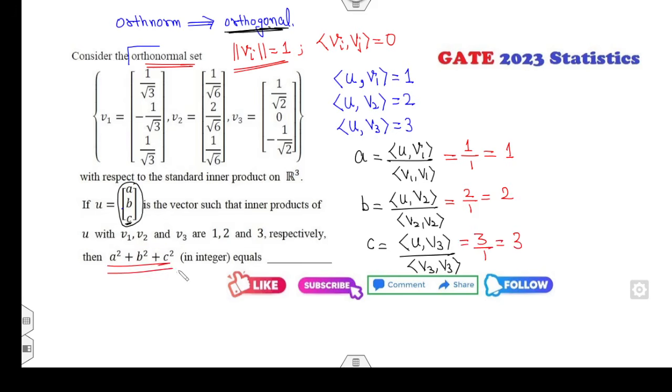So can you find a square plus b square plus c square? 1 plus 4 plus 9. 14 is the right answer of the problem.